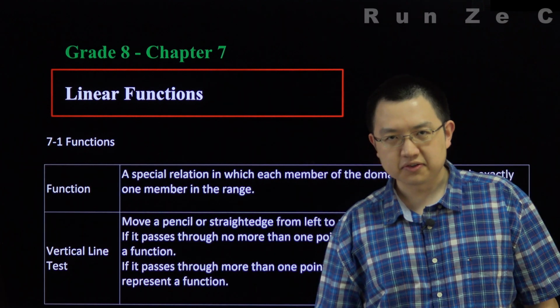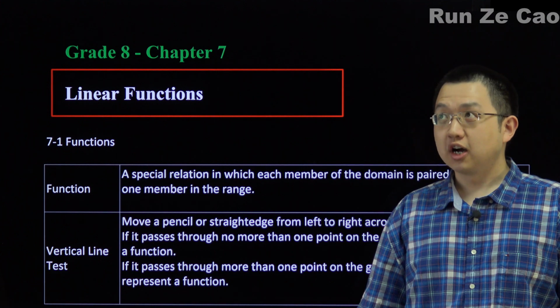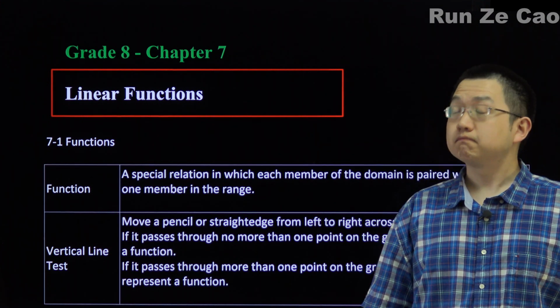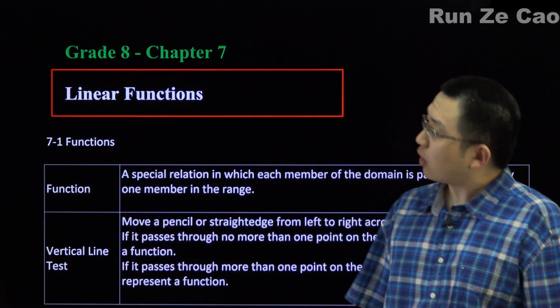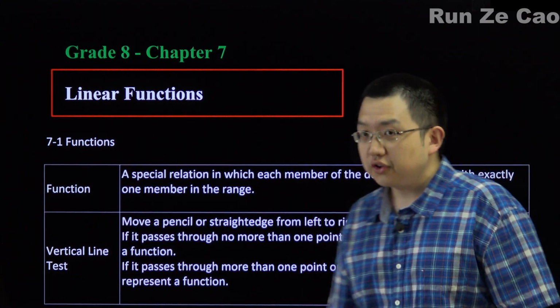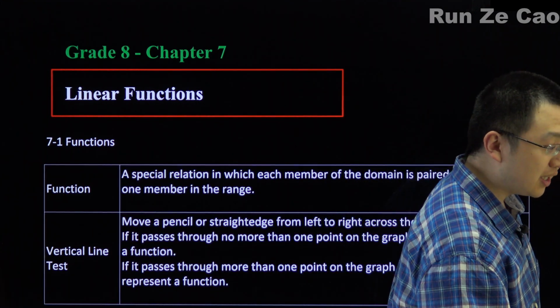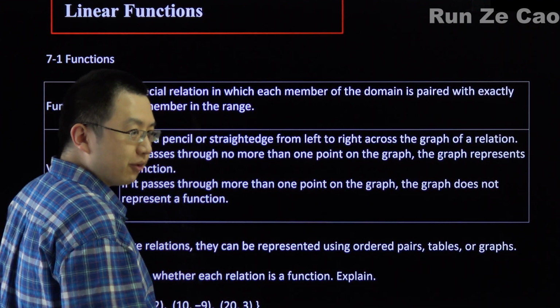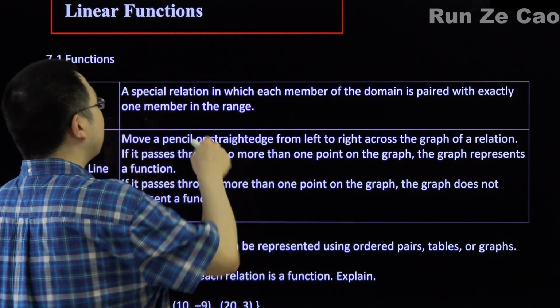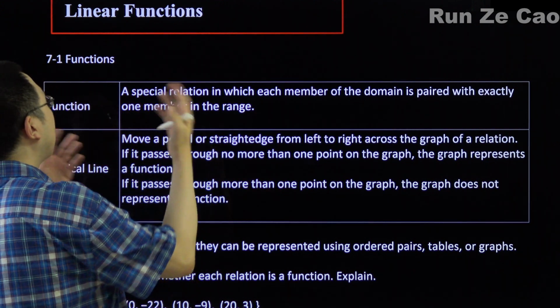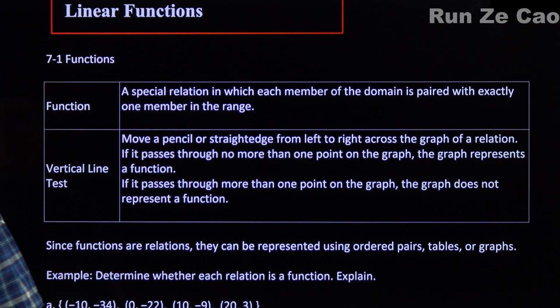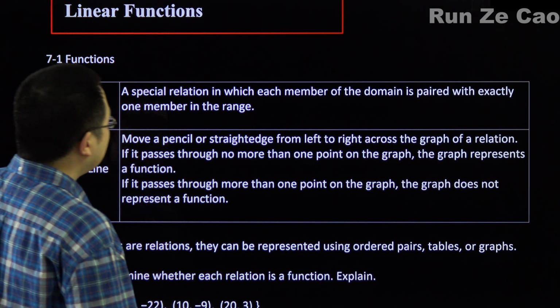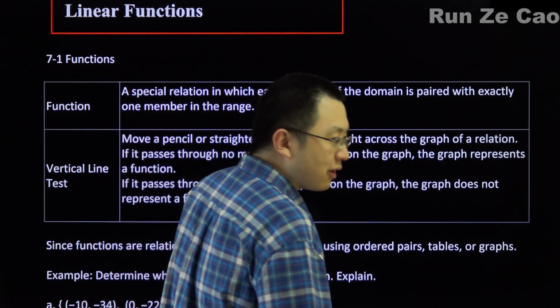Linear functions. Well, they come in straight lines, okay, hence linear. But what are functions? Well, functions are special relations. Relations say that there's some relationship between two variables. When one variable does something, the other variable does a particular thing. Now, a function is a special relation where each member of the domain has exactly one member in the range.